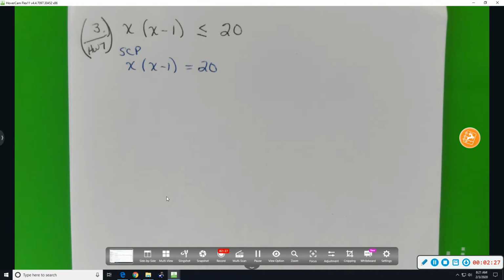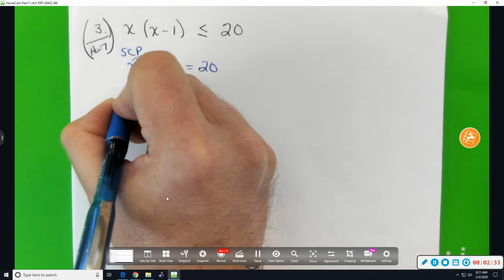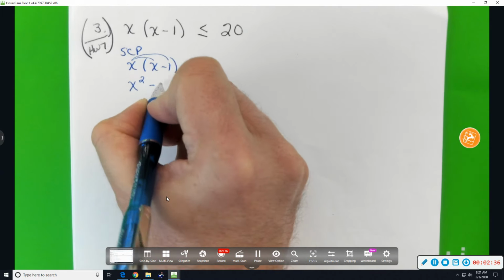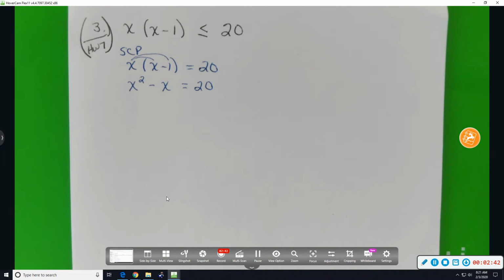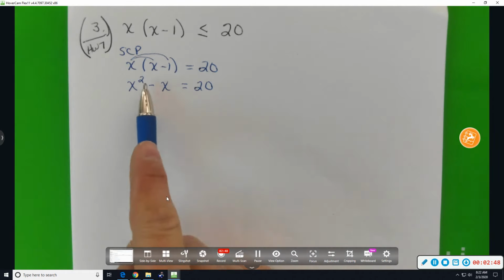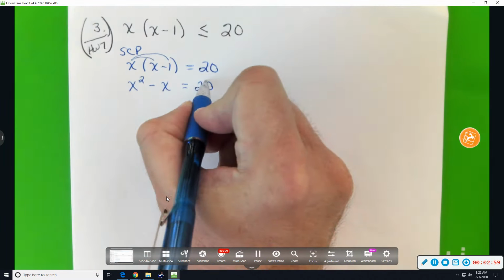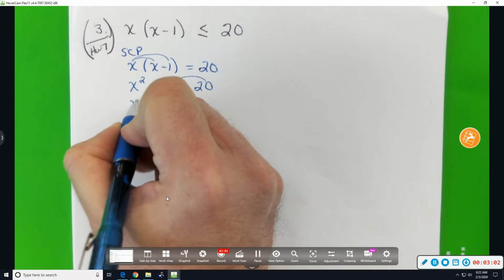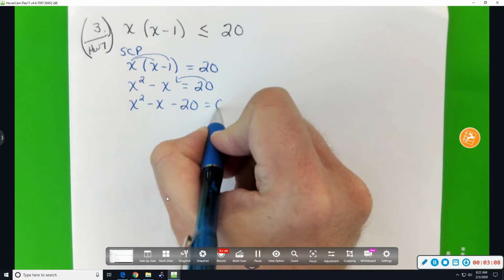Well, how the heck am I going to solve this for x? Well, first of all, I need to distribute that x. So we'd have x squared minus x equals 20. And once I do that, what type of equation do we have? It's a quadratic equation. So get a 0 on one side and either factor or use the quadratic formula. I'd factor it if I were you. So I'm going to move the 20 over. So we'd have x squared minus x minus 20 equals 0.